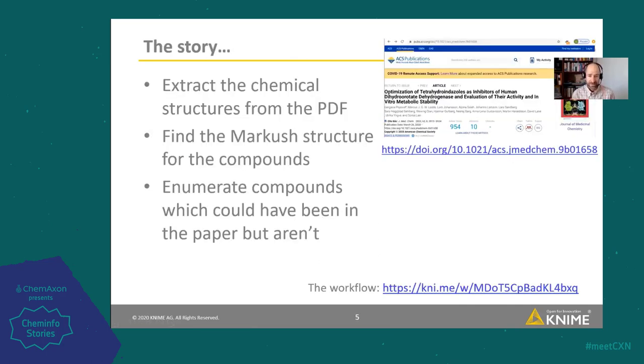I'm going to start by extracting a set of chemical structures from the PDF. I'll do a fair amount of pre-processing of those chemical structures, and then once I have an interesting subset, I'm going to find the Markush structure of those using the ChemAxon nodes. Further using the ChemAxon nodes, I will then enumerate compounds based on the Markush structure, compounds that could have been in that paper that were not actually there. Here's the URL down at the bottom of the KNIME Hub for the workflow itself.